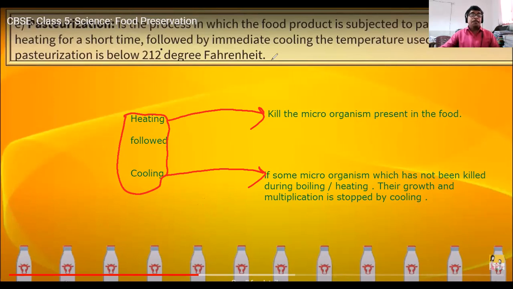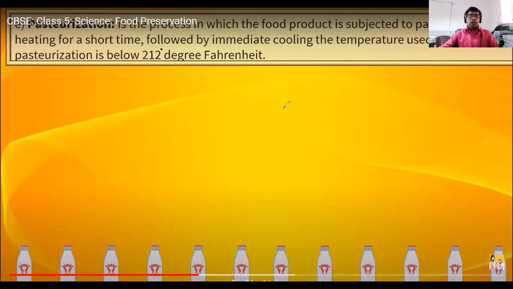What do they write? They write pasteurized. What does pasteurized mean? That milk has been boiled till a certain temperature and then it has been allowed to cool. I hope you have understood it.